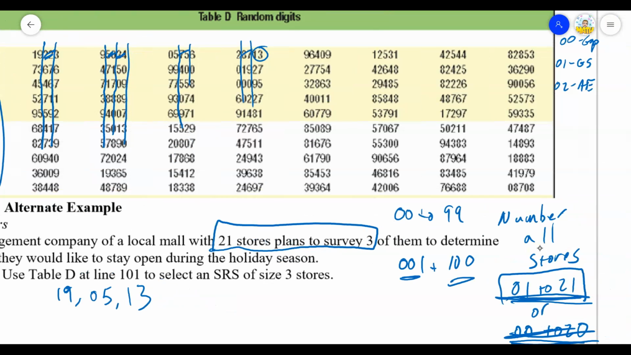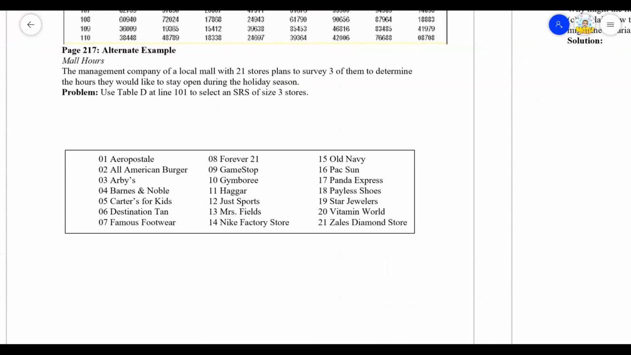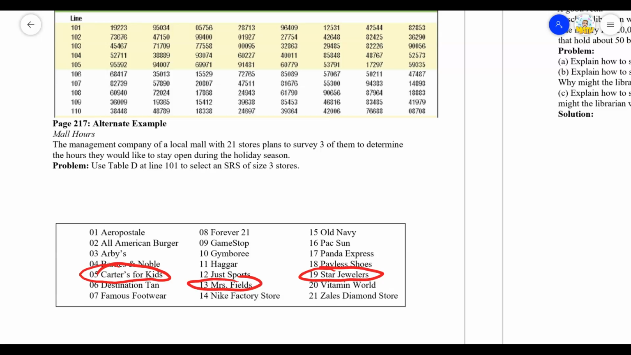So what we would do next then is go back and see what was store number 19. Whatever store 19 was, that's going to be in our sample. Whatever store 05 was, that's in our sample. And whatever store 13 was is also included in our sample. I did not look further down to see that, but for sure, our stores are listed down below here. We have 05, 13, and 19 selected. We have Carter's for Kids, Mrs. Fields, and Star Jewelers included in our sample.